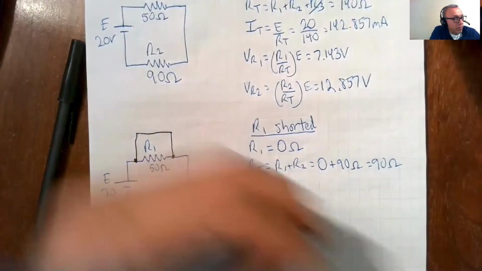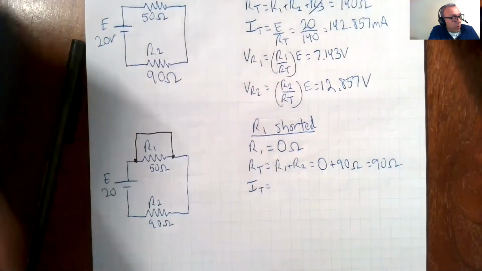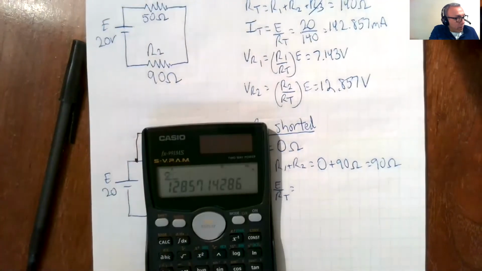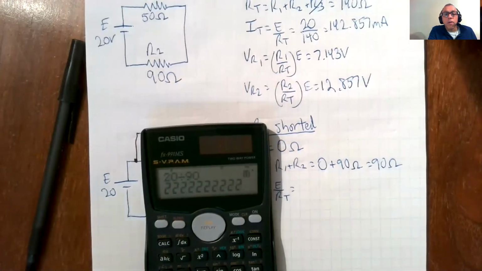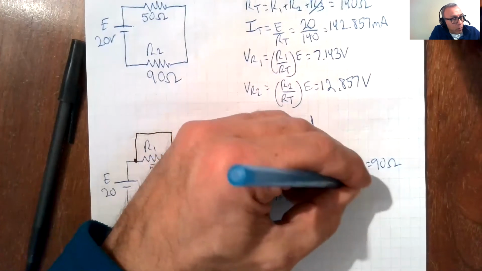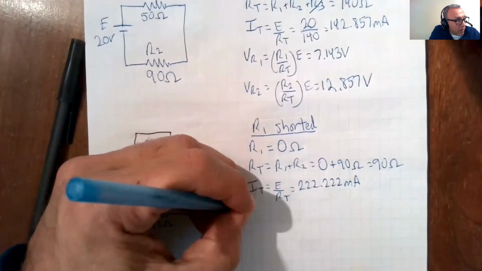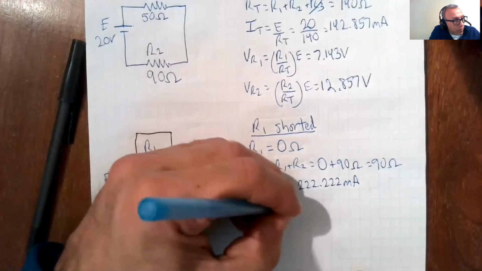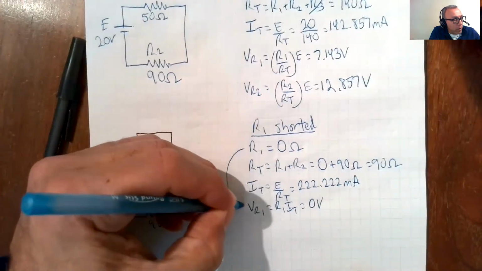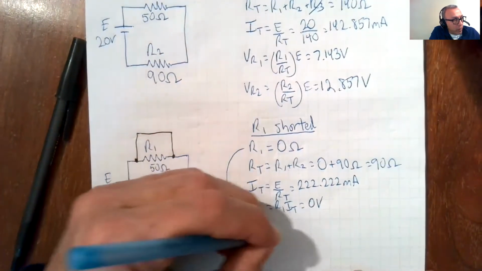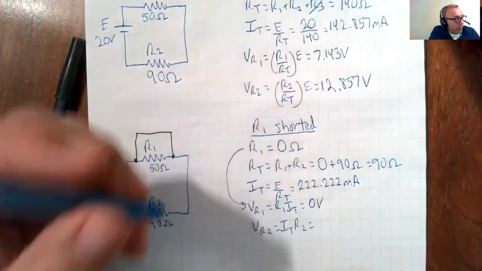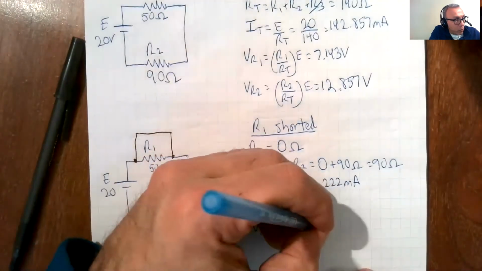So RT is 90 ohms. IT is now E over RT, which is 20 divided by 90, 222.222 milliamps, okay? And VR1 is equal to R1 times IT, which is equal to 0 volts since R1 is 0 ohms, and VR2 is now equal to IT times R2, which is going to work out to 20 volts.